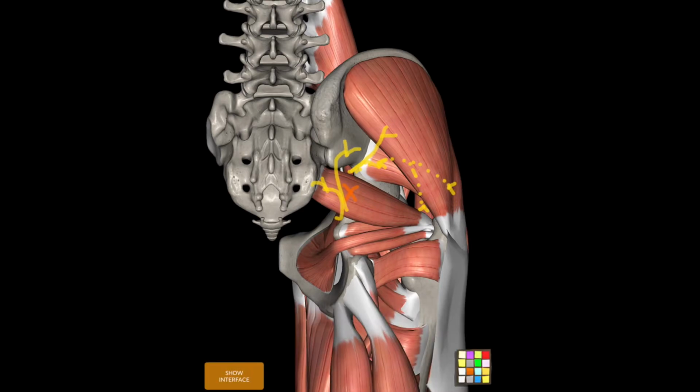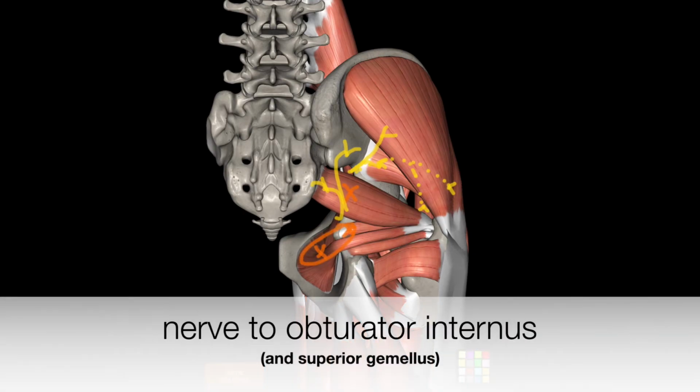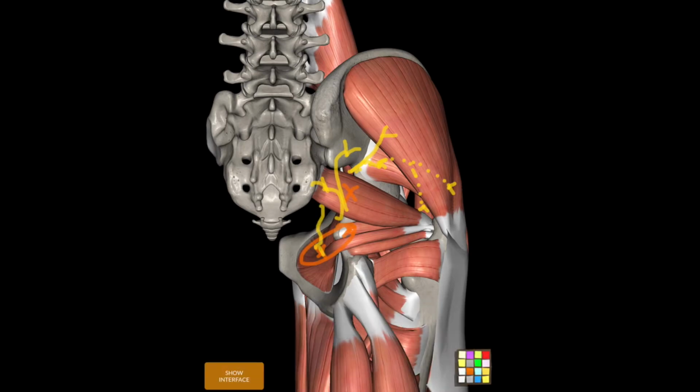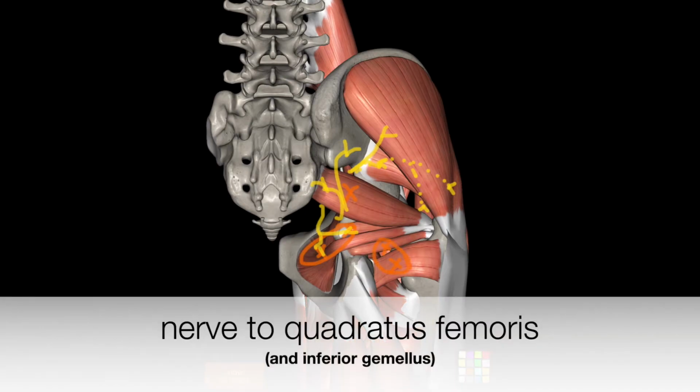Another nerve arising from inferior to piriformis supplies the obturator internus muscle and the superior gemellus together. It's sometimes called the nerve to obturator internus and superior gemellus. And another small nerve also emerges from the pelvis to supply quadratus femoris and the inferior gemellus. So the two gemelli are supplied by separate nerves. This one is called the nerve to quadratus femoris and inferior gemellus.